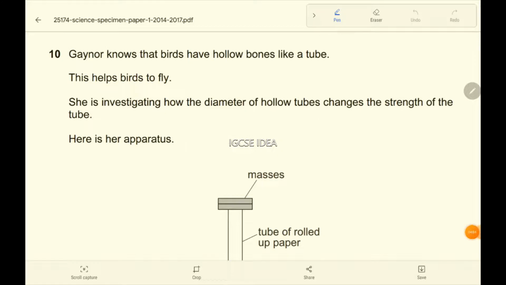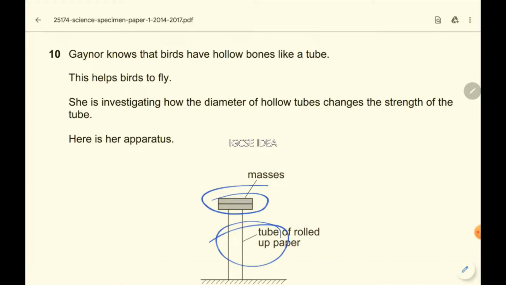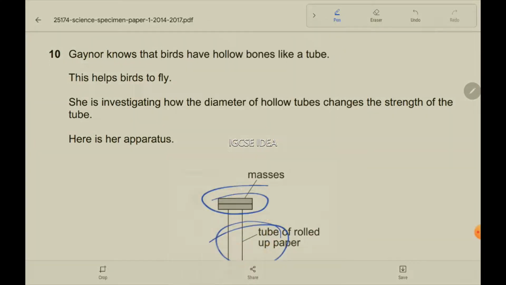Gyno knows that birds have hollow bones like a tube. This helps birds to fly. She is investigating how the diameter of hollow tubes changes the strength of the tube. Here is her apparatus: masses, tube of rolled paper, and of course the floor. Here are her results. Okay, this is the table showing her results.